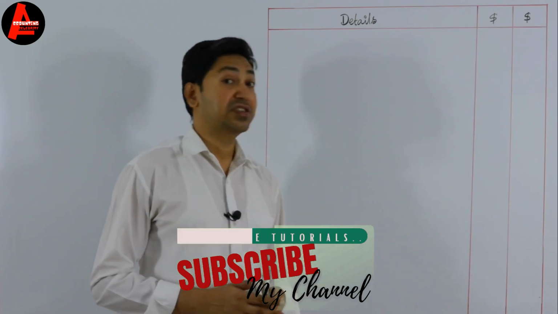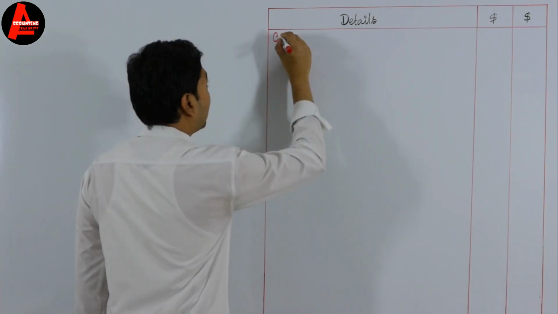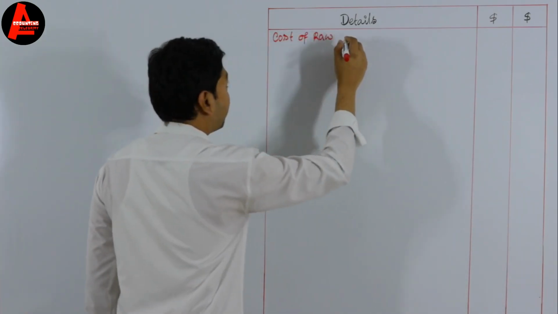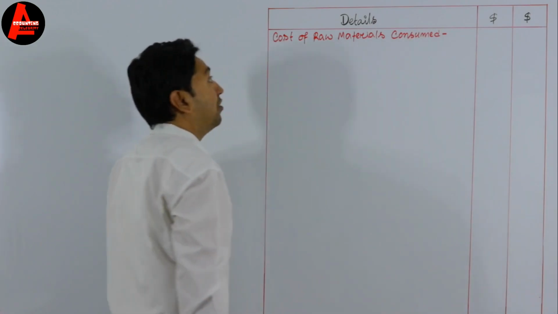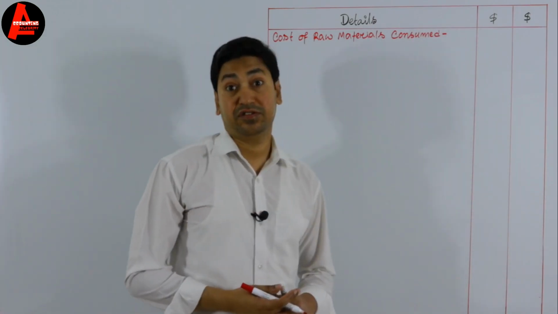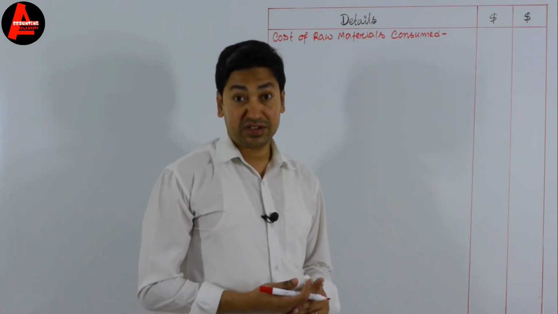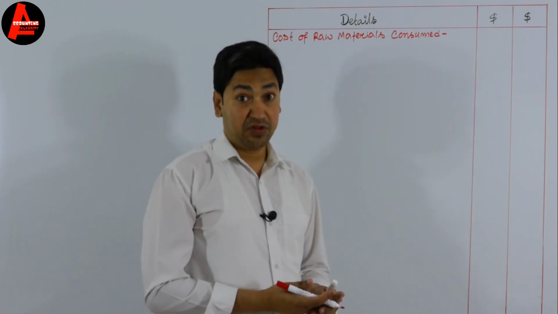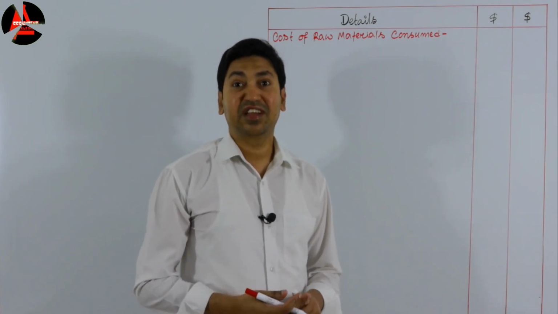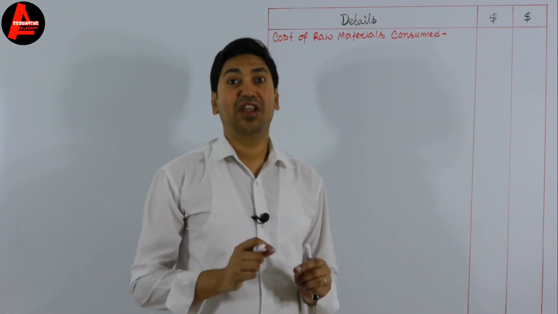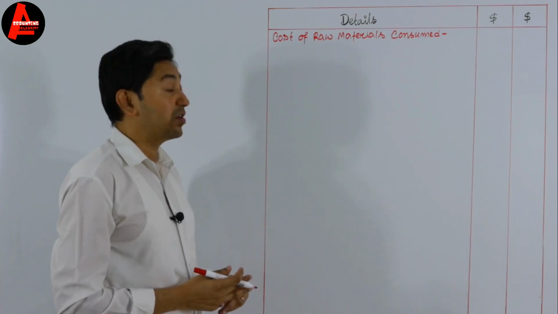So here first step, we will calculate cost of raw material consumed. Let us write here cost of raw materials consumed. How to calculate cost of raw materials consumed? We know cost of raw materials consumed equals opening inventory of raw materials plus purchase of raw materials plus carriage inward of raw materials minus purchase returns of raw materials minus closing inventory of raw materials. So all about raw materials we will include here in the first section, cost of raw materials consumed.